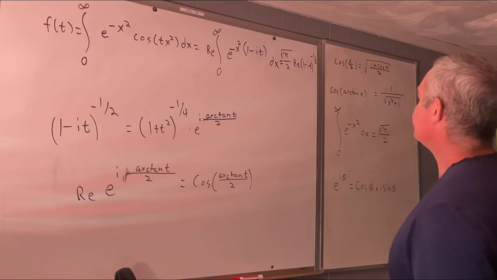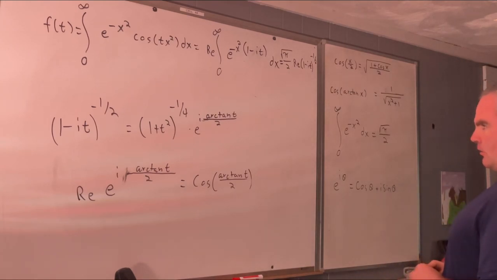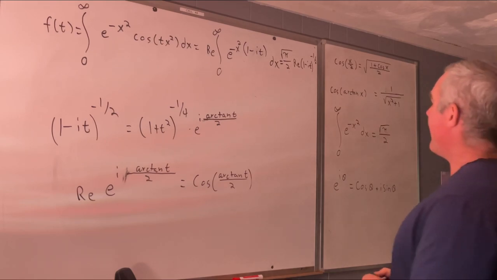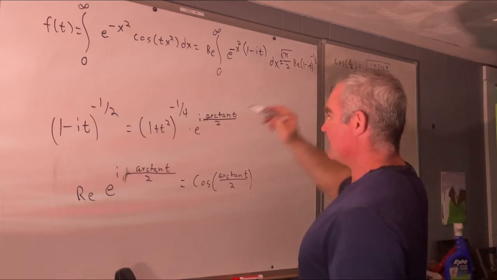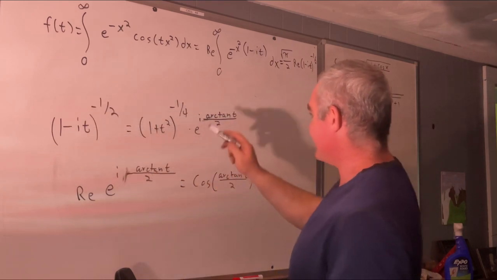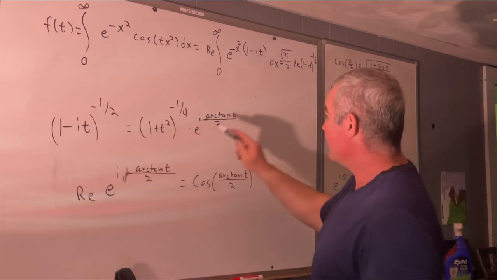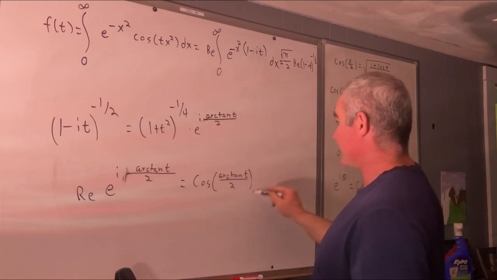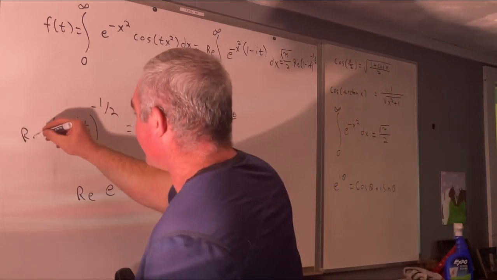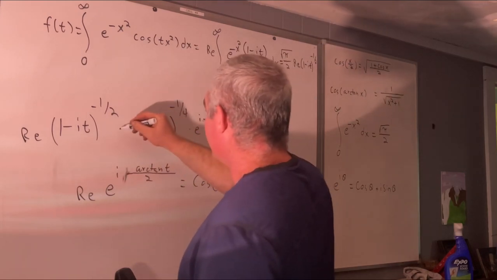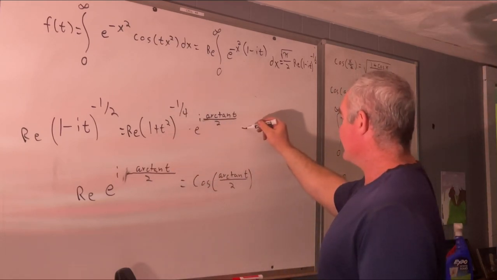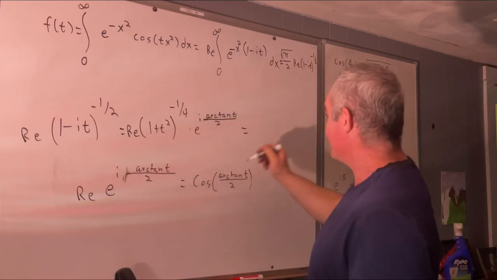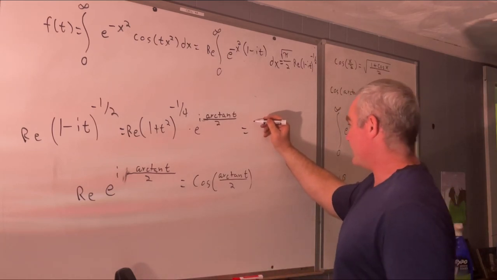Okay, great. So all in all, what we're saying is that the real part of this is equal to this, because that's always real, times the real part of this, which is just this. So let's go ahead and put the real operator in front of everything. Real part of this is equal to this, because it's always real, for real values of t anyway.